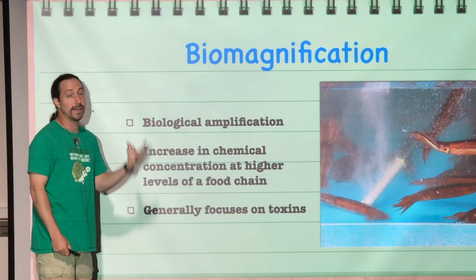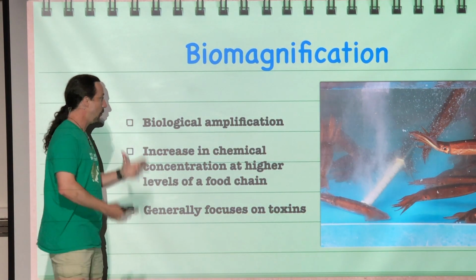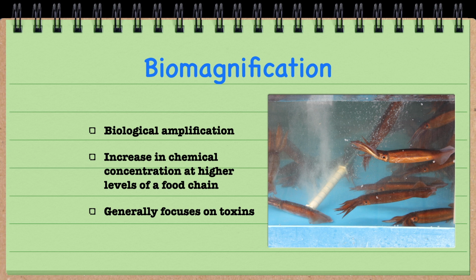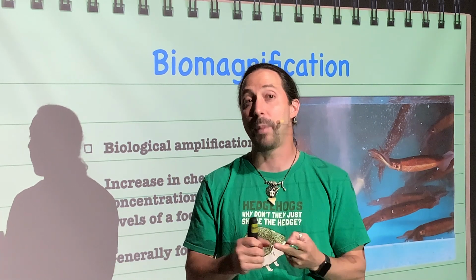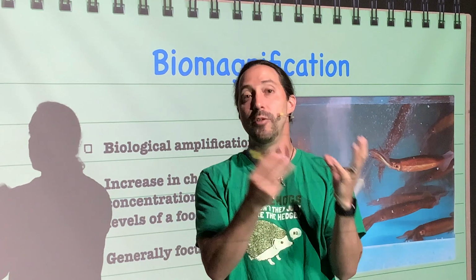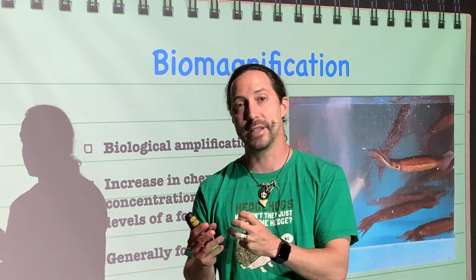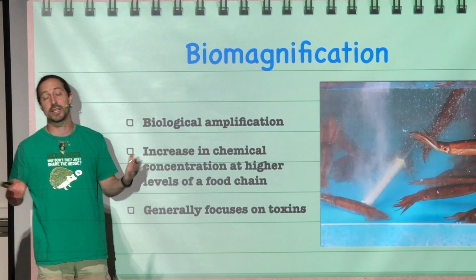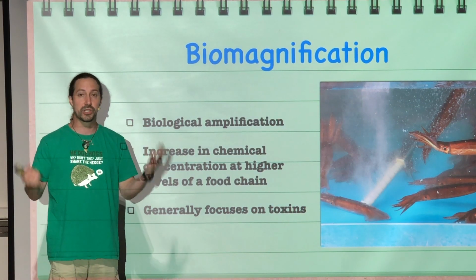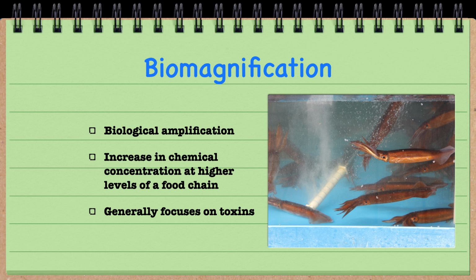And the last trend deals with something called biomagnification, which is also referred to as biological amplification. And that's where you're going to have an increase in the concentration of a specific chemical as we move up the food chain. The trend for biomagnification is the exact opposite from what we've seen for available energy and for biomass. Instead of decreasing as we move up the food chain, this increases in concentration as we move up the food chain. And generally, our focus is on toxins or pollutants because that's what we're mostly concerned about. We're interested in what impact harmful chemicals have on our food chain.